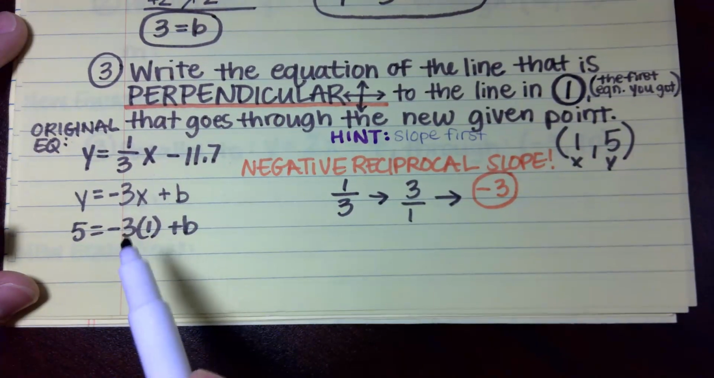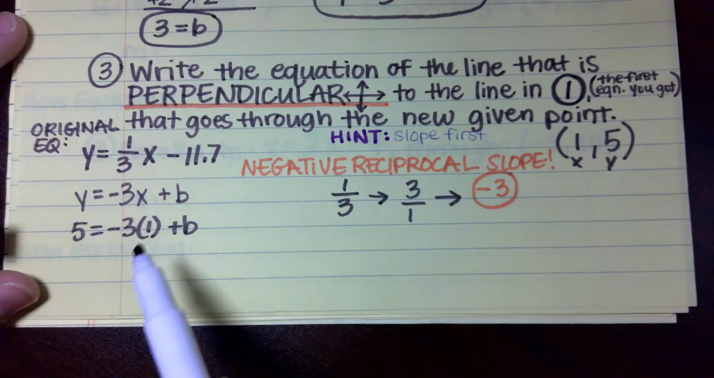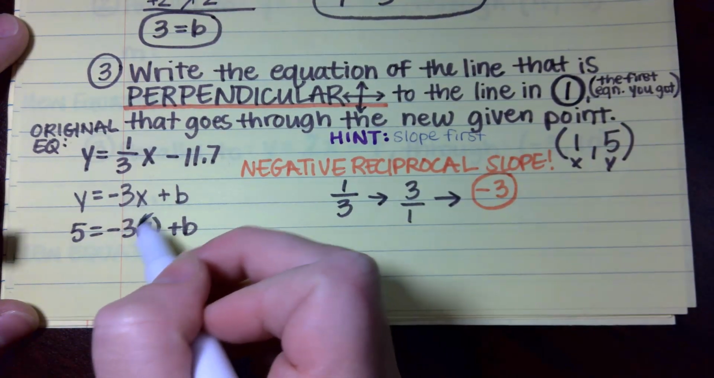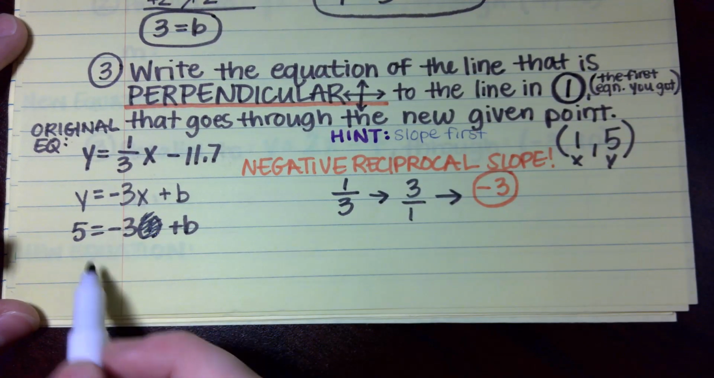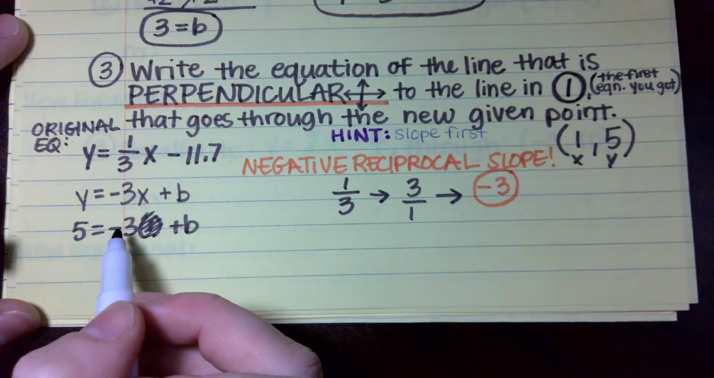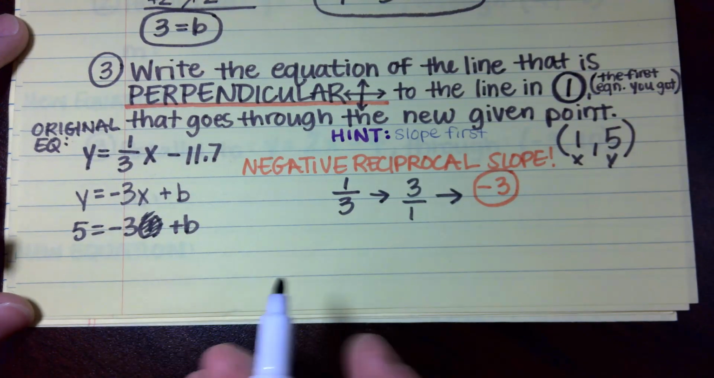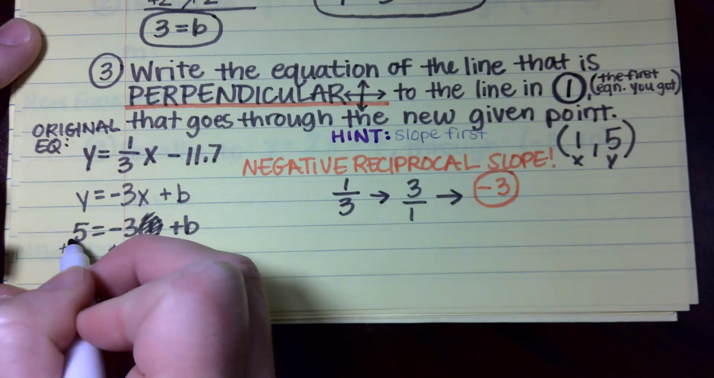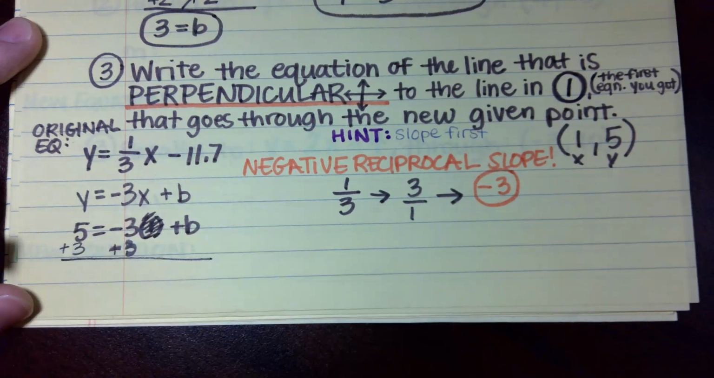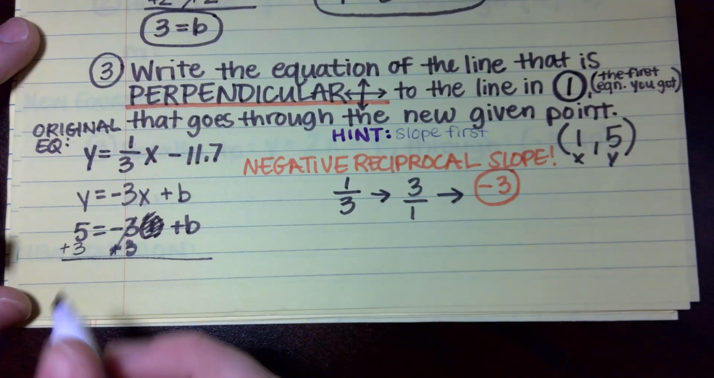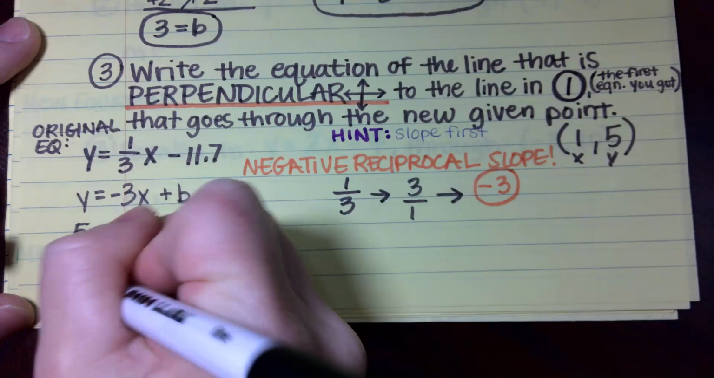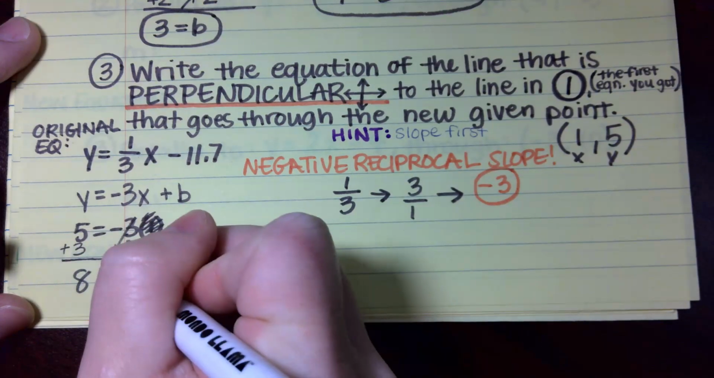Now, we know that any number times 1 is just going to be itself. We're not going to change it. So I'm just going to get rid of that one and go ahead and move on. If I want to get rid of -3, what do I do? Plus 3. Okay, my -3 and my plus 3 cancel. What is 5 plus 3? 8. So I get 8 equals b.